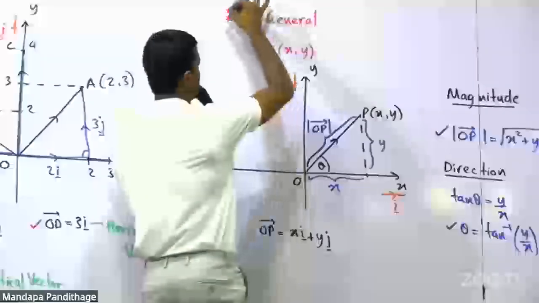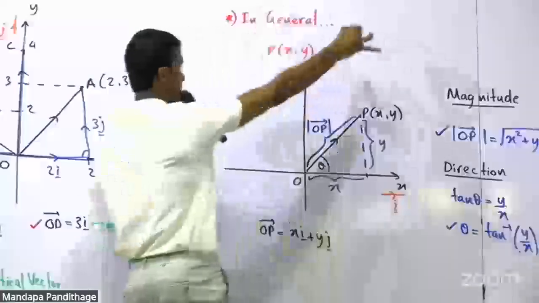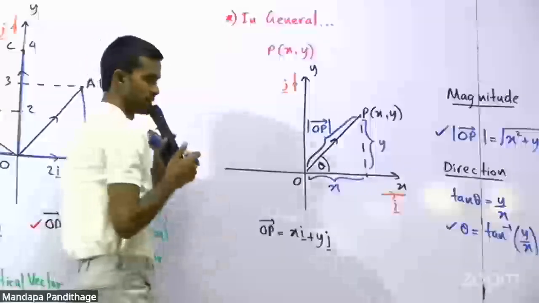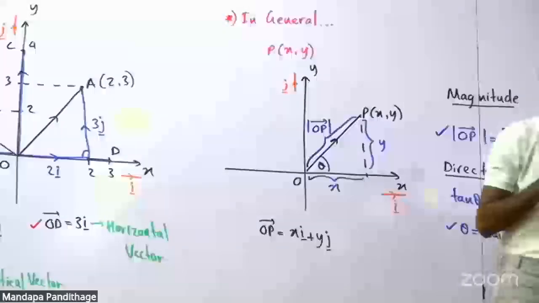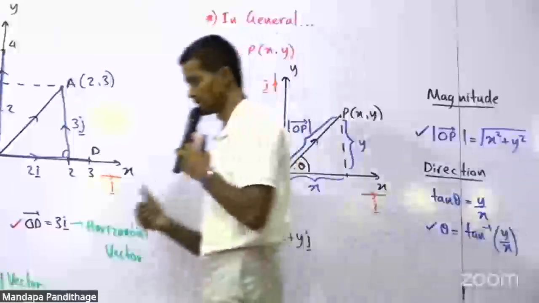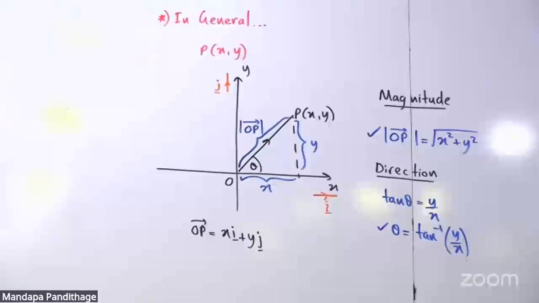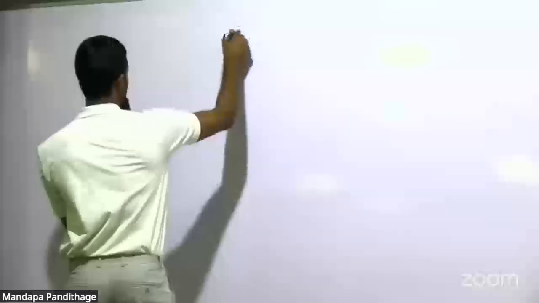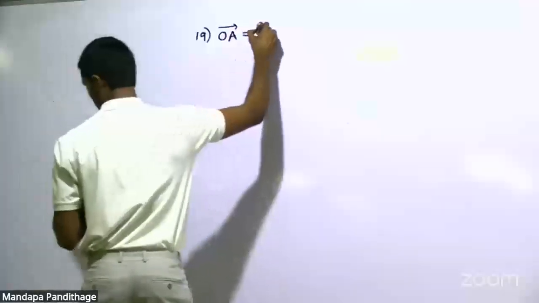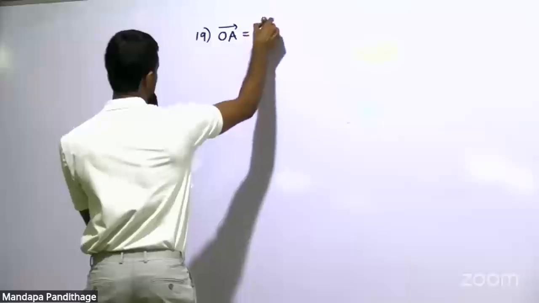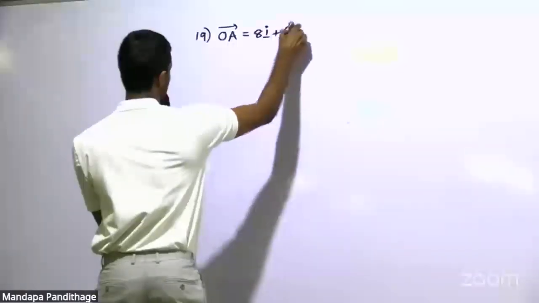First write this down in general, and then do question number 19. Question number 19: the position vector of A, which means OA, has been given as 8I plus 6J.